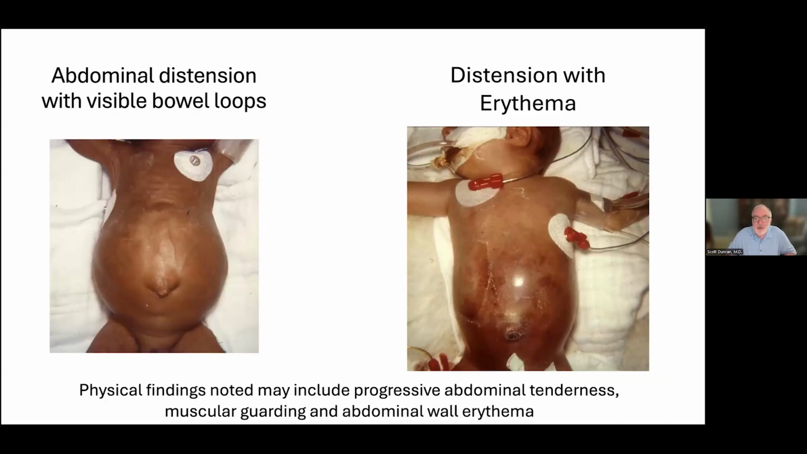Here I put up a couple of pictures of NEC, and you can see the physical findings. Here on the left, I hope you can see the arrow. You can see the abdominal distension, but you can also have an idea of abdominal loops that are present that you can see. You may see tenderness and muscle guarding. Here on the right film, not only do you see the distension, but you can also see the marked erythema of the abdomen as well. I think I have this picture in here again, but both of those children are examples of how NEC may present.